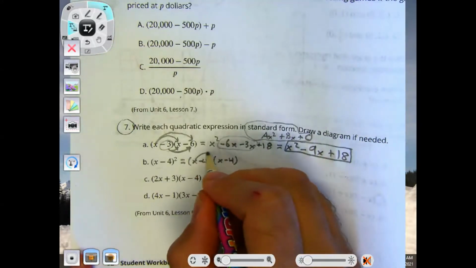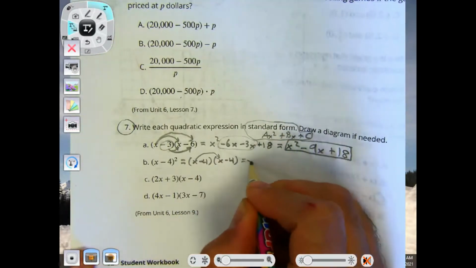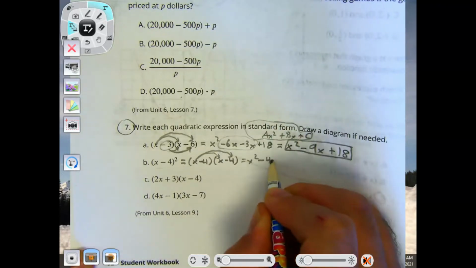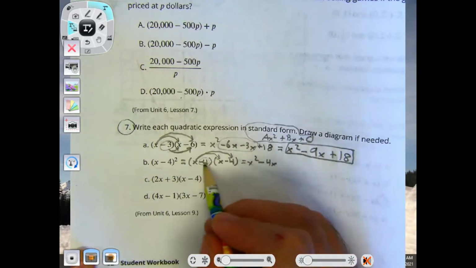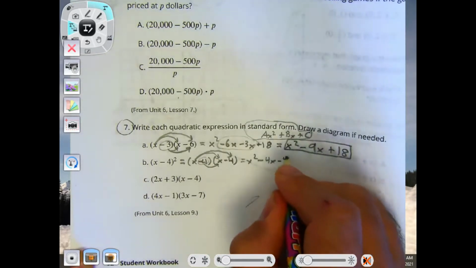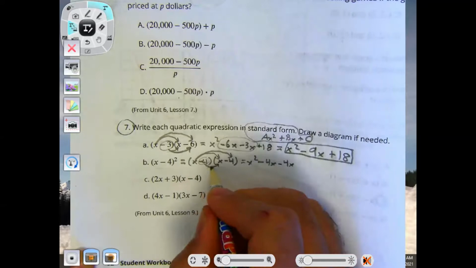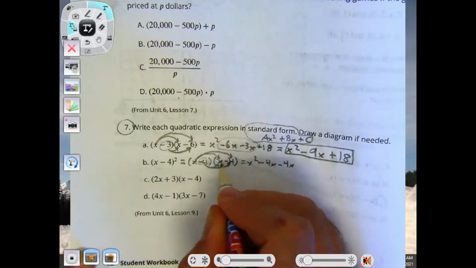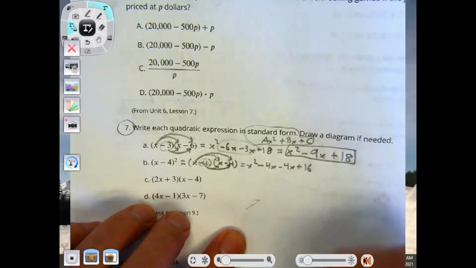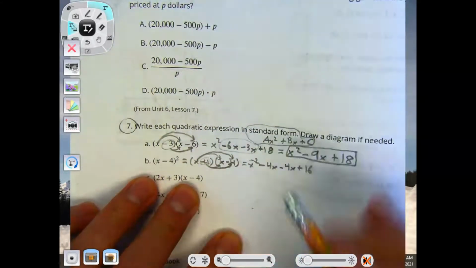Okay, so x times x equals x squared. X times negative 4 is negative 4x. And negative 4 times x, whoops, is negative 4x. And negative 4 times negative 4, oh, negative times a negative, that's a positive. Positive 16. Okay, almost done.